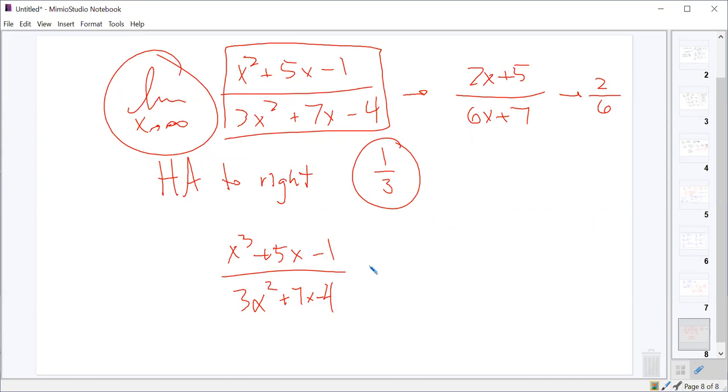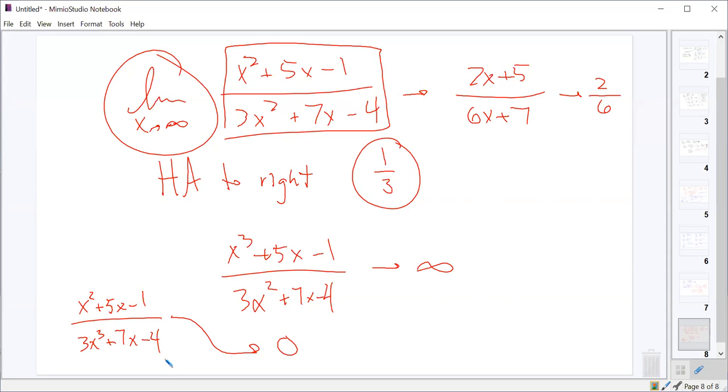If the degree of the numerator is more than the degree of the denominator, then you know that this thing will eventually be going towards infinity, and there is no horizontal asymptote. And if the degree of the numerator is less than the degree of the denominator, remember this is only for rational functions, this will go towards 0. So the limit as x approaches infinity of this first one is 1/3. Second one would be infinity, or it doesn't exist. The third one would be 0.